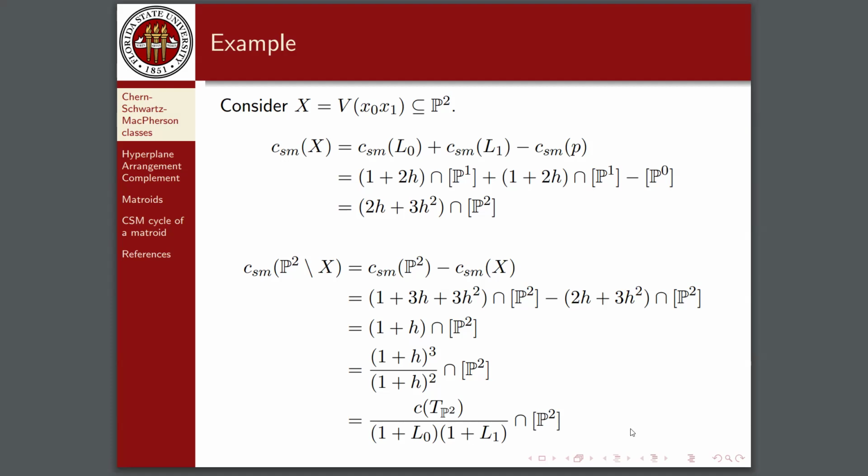So what scheme am I picking that will hopefully give us something that is the complement of a simple normal crossings divisor?